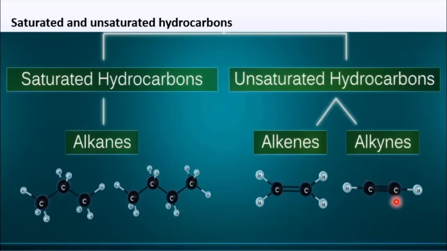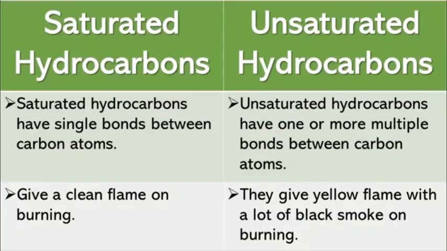So from this, what can you conclude? From the previous example, we can say that saturated hydrocarbons have single bonds between the carbon atoms, and unsaturated hydrocarbons have more than one bond between the carbon atoms, or you can say they have multiple bonds between the carbon atoms.